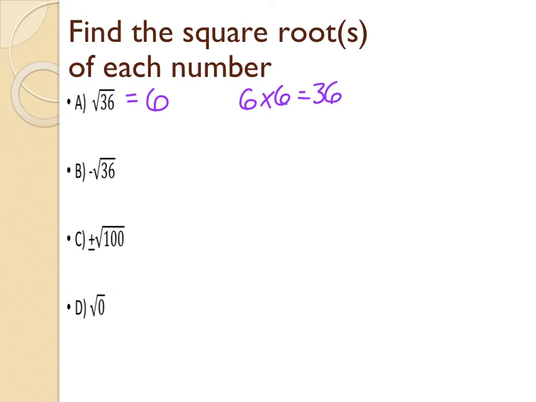Okay, on B, we have the negative sign in front of the radical sign. So I know I'm going to move my negative over here to my answer, and I'm going to take the square root of 36, which was 6. So now the negative square root of 36 is negative 6. Same with C, I have the positive negative square root of 100. I'm going to move it over here into my answer. And I know the square root of 100 is 10 because 10 times 10 is 100. And then D, the square root of 0 is always 0.